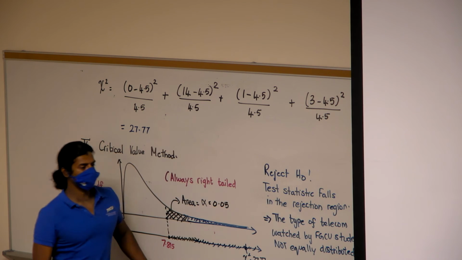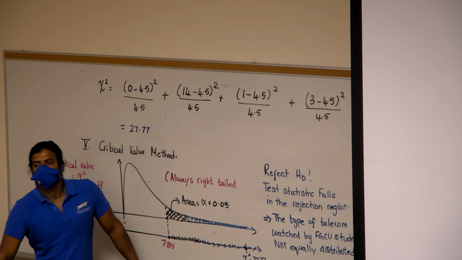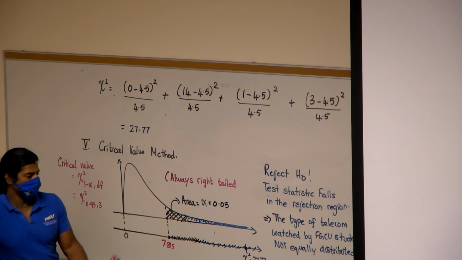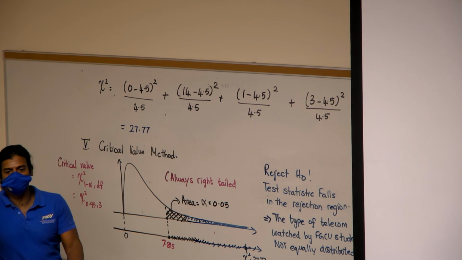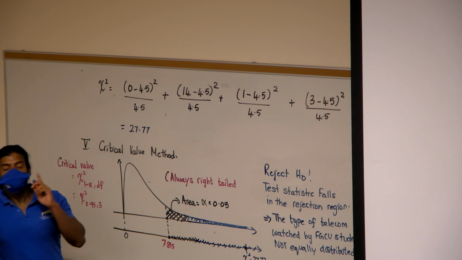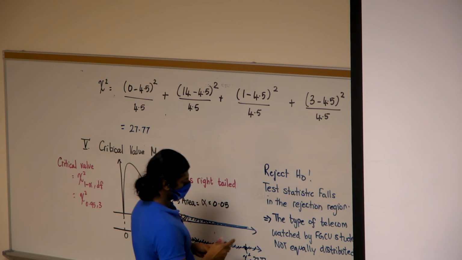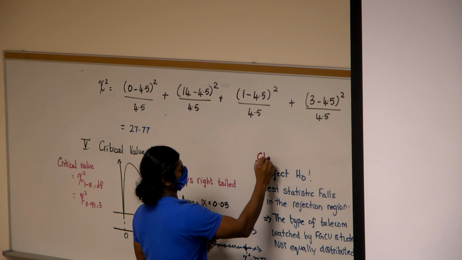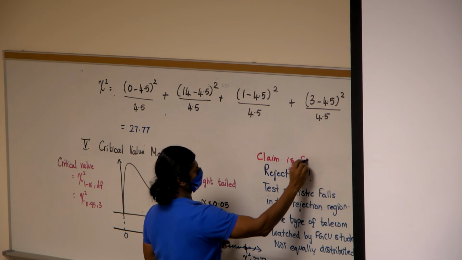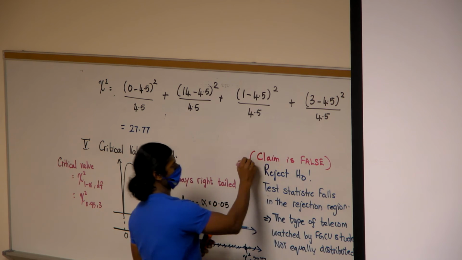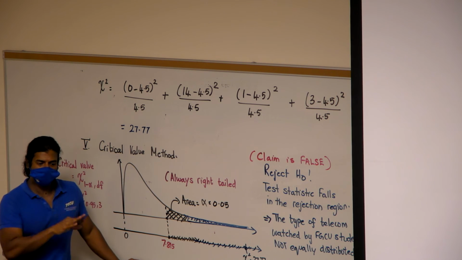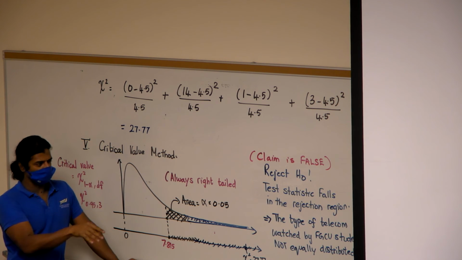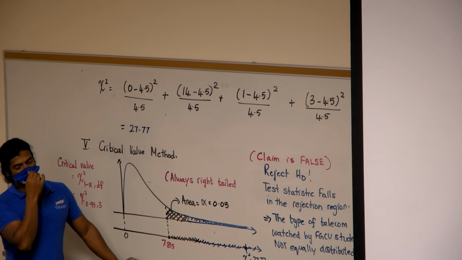So is the claim true or false? The claim is that they're all equally distributed, and the test says, well, doesn't seem that way. So is the claim true or false? The claim is false. So in a test like this, the claim statement could either be the null or the alternative, which is why we've got to be careful in interpreting the null and the alternative properly.